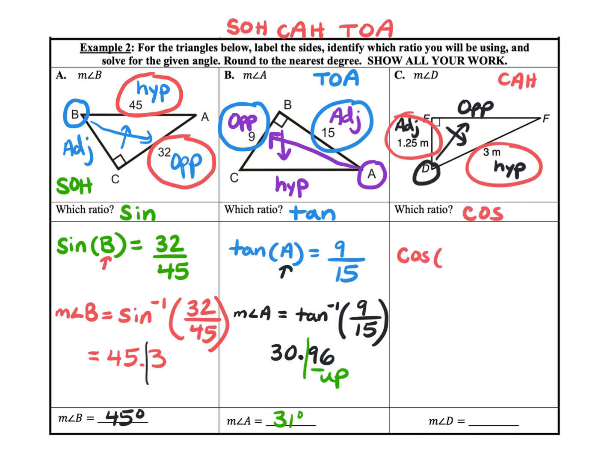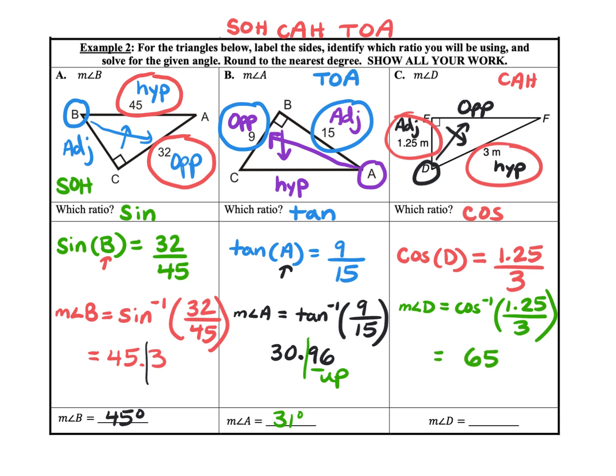So the cosine of angle D is equal to the adjacent, 1.25, divided by the hypotenuse of 3. Don't worry about the units. They're not going to affect anything in your calculator. So you can just type it like that. And now to get the angle D, we're going to use the inverse cosine. And then in the parentheses, we're going to type 1.25, divide by 3, close our parentheses. And when we do that, the calculator gives us 65.37. The 3 here rounds down, so it's going to stay as 65 degrees.